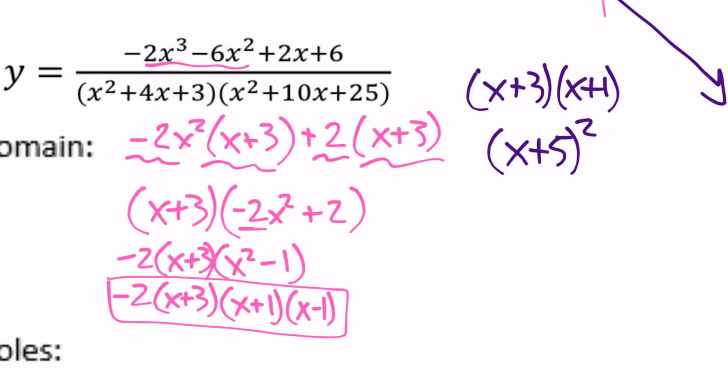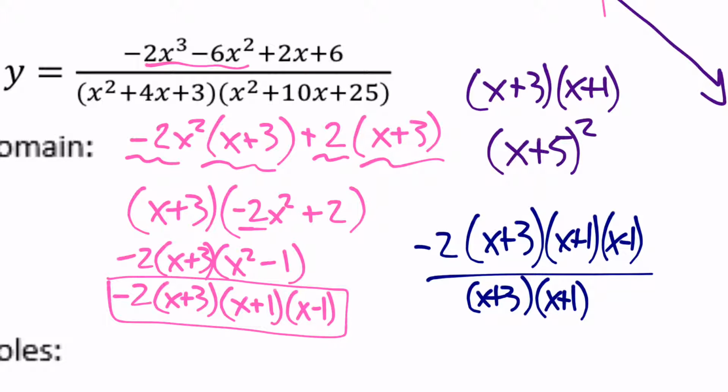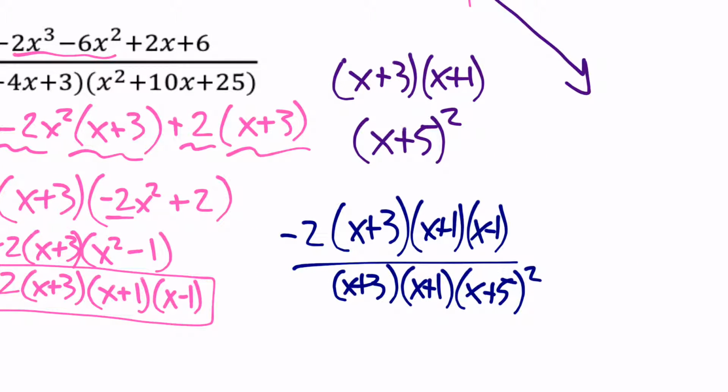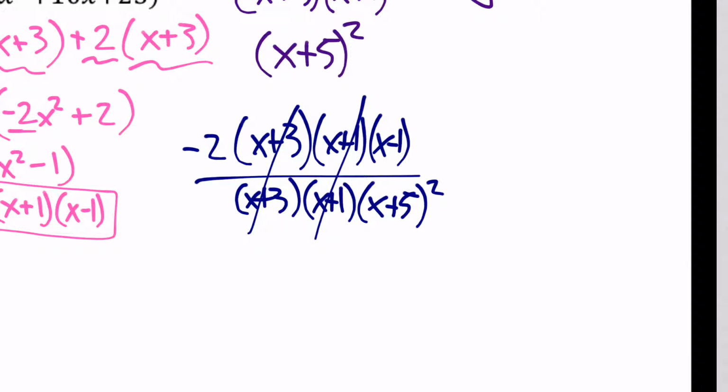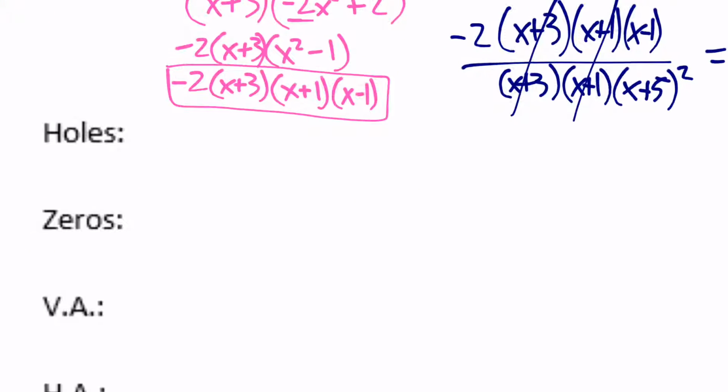So my entire function then is negative 2 times x plus 3, x plus 1, x minus 1, over x plus 3, x plus 1, x plus 5 squared, which means holes. So this thing will simplify to negative 2 times x minus 1 over x plus 5 squared. So it's going to look like that graph, but it's going to have a hole at negative 1 and negative 3. So let's start marking things up.